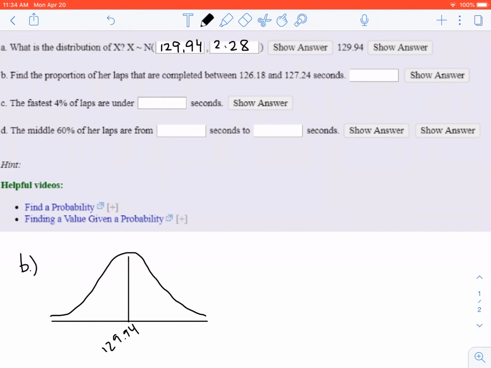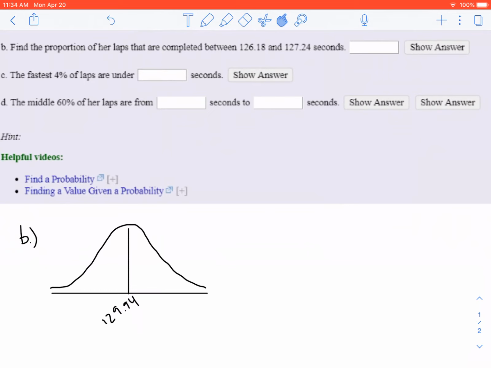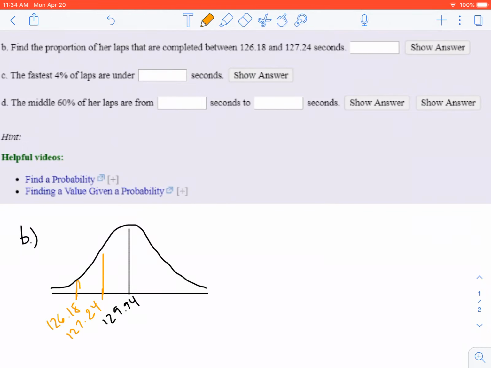And then I'm going to go ahead and put my numbers in that I have. And the numbers that I want between this time are 126.18, and the other one is 127.24. So between these, I'm going to shade. Again, because it's normally distributed, we will use normal CDF, and that's going to be the probability that our value of x is going to be between 126.18 and 127.24. Using normal CDF.